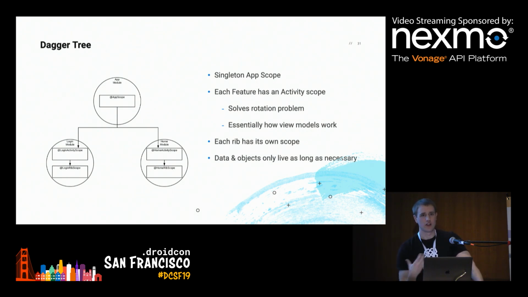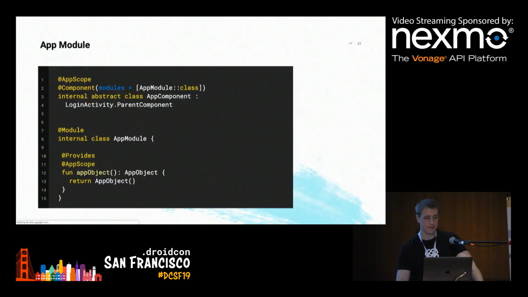So as long as the rib is active, you're going to be injecting the same object and maintaining your state there. So as this is data, the objects live only as long as necessary, but they can outlive the app lifecycle. So it solves that rotation problem really easily, and you can kind of forget about it.